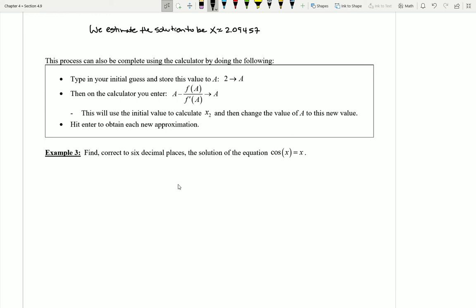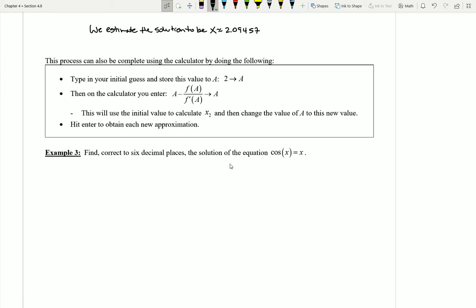In this video, we're going to take a look at example number 3 and how we can use the calculator to help more quickly answer questions that require the use of Newton's method. Now, the process of using the calculator is all summarized here in this box, and I'm not going to read through this here, but I'll just show you how to implement each of these individual steps as we try to answer a question like number 3.